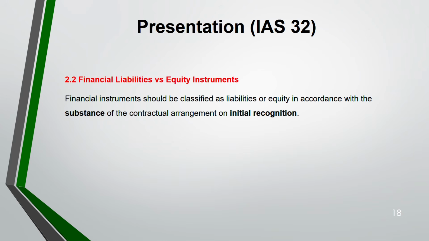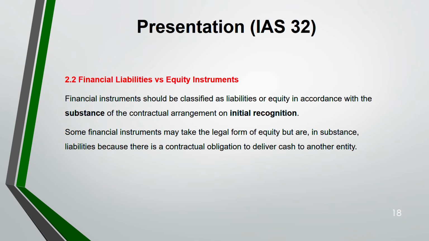Now, financial liability versus equity. So now you have to look at the substance of your contractual arrangement on the initial recognition, whether to classify it as liability or equity. Some instruments will take the form of equity, their legal form is equity, but in substance they are liability. So you have to see the substance, not the legal form. The legal form could be anything. The main point is substance. If in substance they are liability, they are liability. Why? Because there's a contractual obligation to deliver cash to another entity.